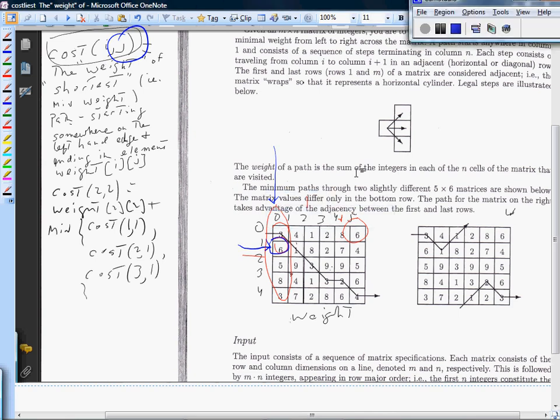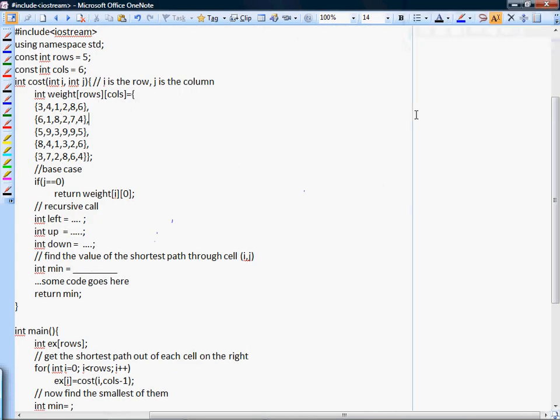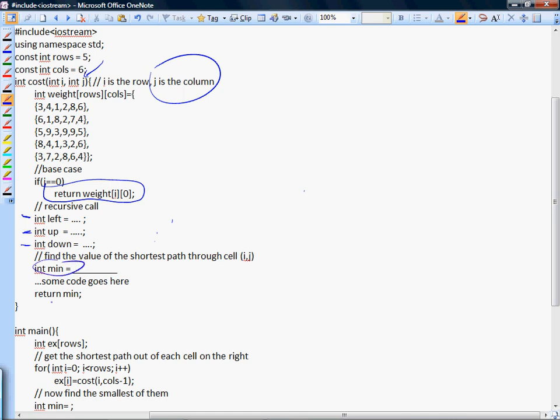Let's go back to the code. So I'm over here in the code, and I come in with a value. I'm in column 0 when I come in over here. So the first thing I ask is, if j, j represents the column, if j is equal to 0, then all I do is return the weight that's in row i, column 0. Otherwise, I'm in the middle someplace, and then I calculate the value of the total path if I'm coming in from the left, from up, or from down. I find the minimum of those things, and then I return the value of the minimum. That's the function called cost.